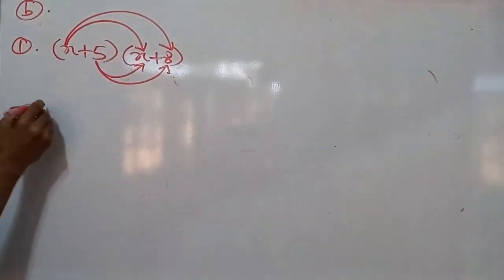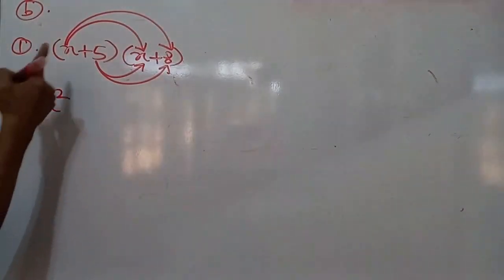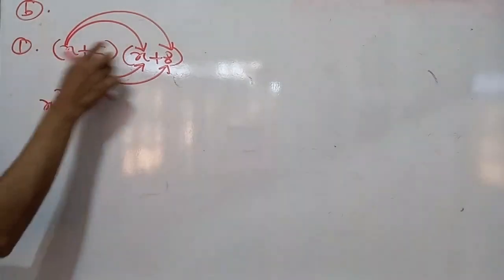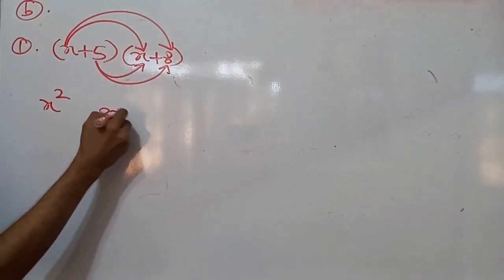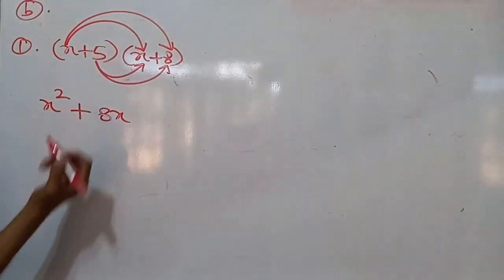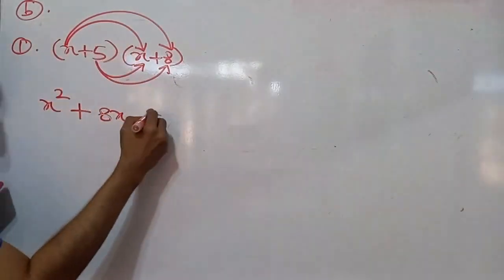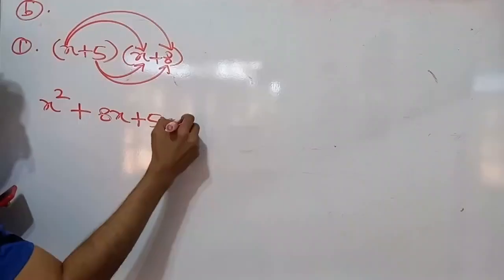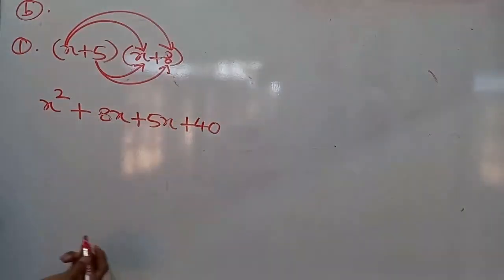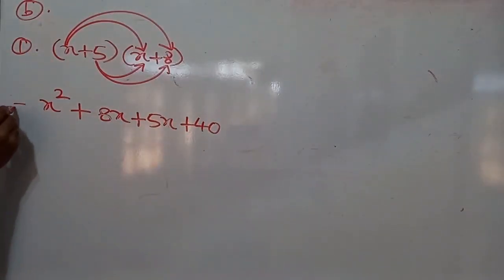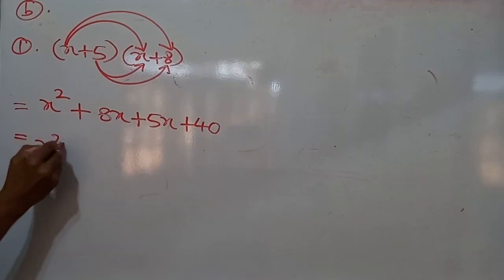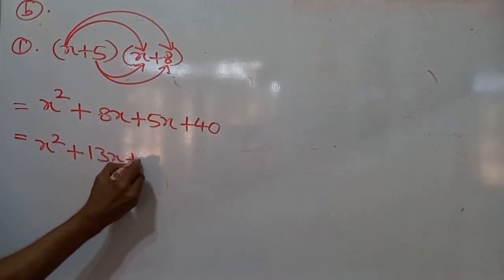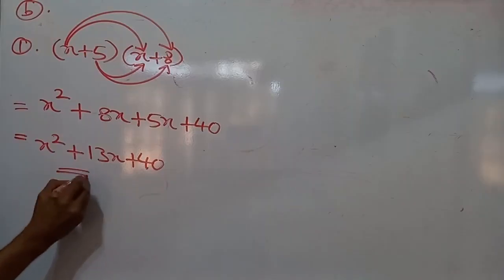So x into x, we know that is x squared. Positive into positive, that is positive. Whether we write the 1 or not, it's the same. X into 8, that is 8x. Positive into positive, we know that is positive. 5 into x, we know that is 5x. Positive into positive, that is positive 5x. 5 into 8, that is 40. Positive into positive, that is 40. So here we have what? X squared, 8 plus 5, that is 13x plus 40.